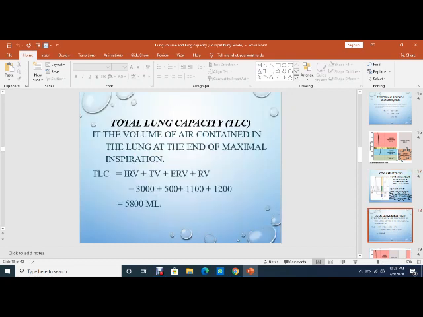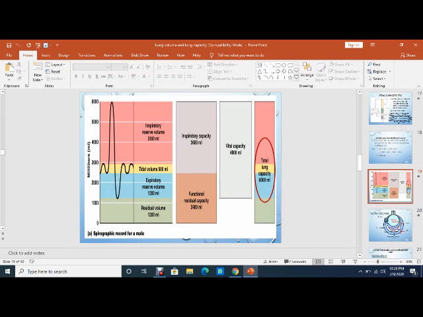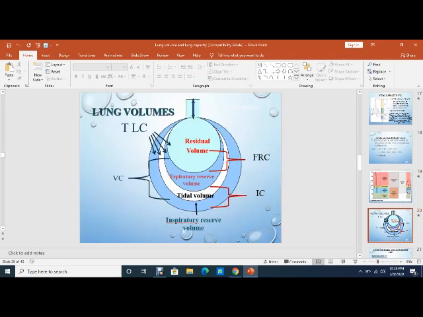Total lung capacity is the volume of air contained in the lung at the end of maximal inspiration. It is about 5800 ml. This diagram shows total lung capacity, vital capacity, residual volume, functional residual capacity, inspiratory capacity, and tidal volume. This diagram shows the lung volumes.